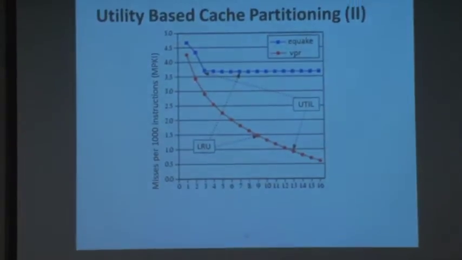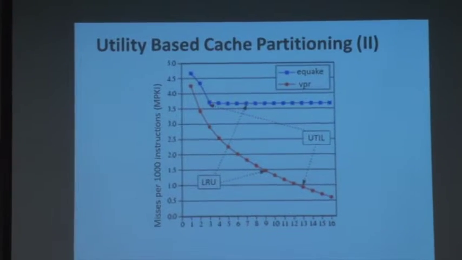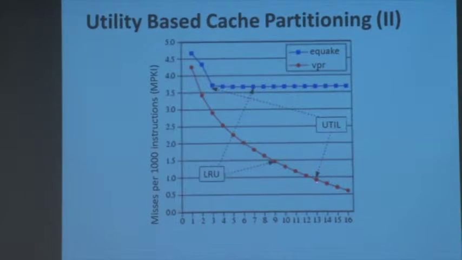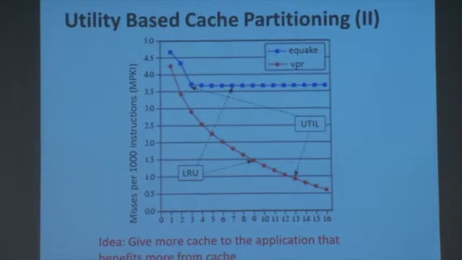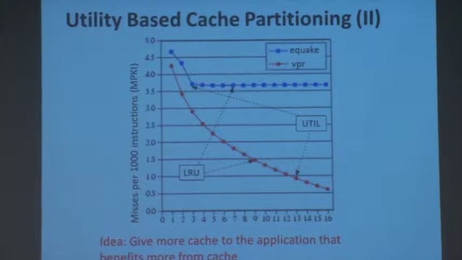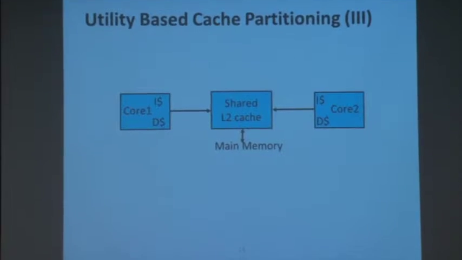But if you find the optimal, if you gave, here it was earthquake, just 2 ways, and here you give the rest, that's the maximum benefit you can get out of your cache. So the idea is simple: just try to approximate this optimal utility somehow.